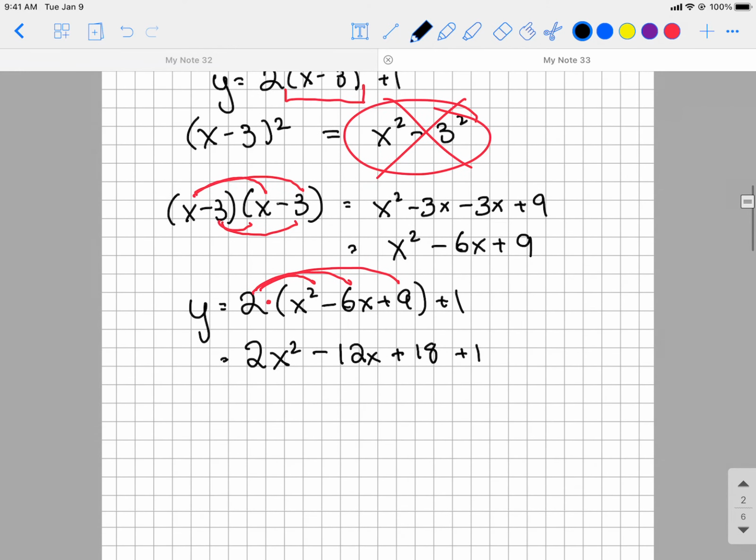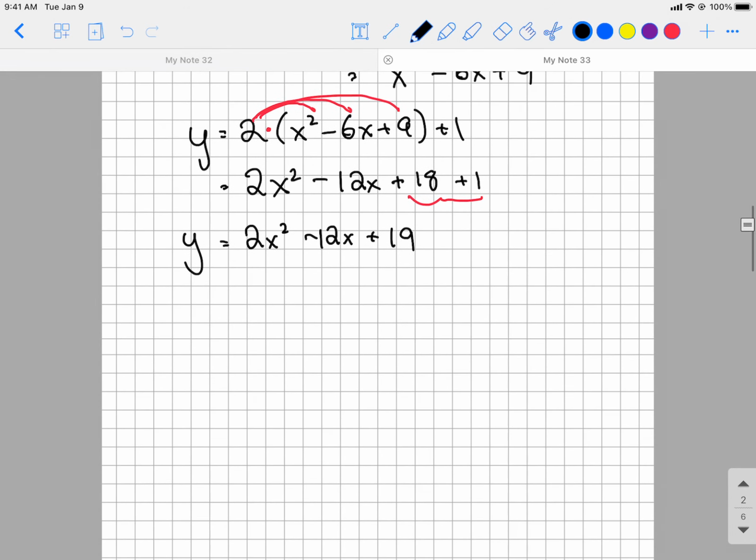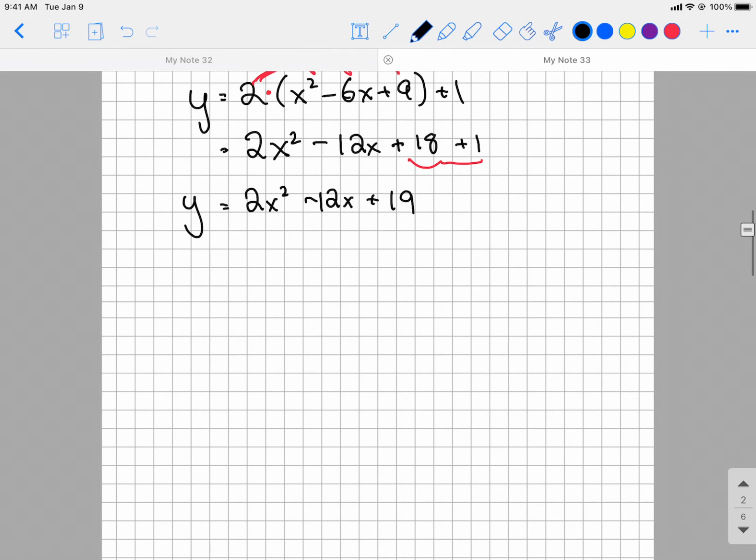Don't forget that. So to finish it off, we're going to combine the 18 and the 1 to get our final answer, which is 2x squared minus 12x plus 19. And so we've taken our quadratic in vertex form and we've converted it into standard form. So we'll try one more of these. You can give it a shot on your own and come back and check to see how you did.